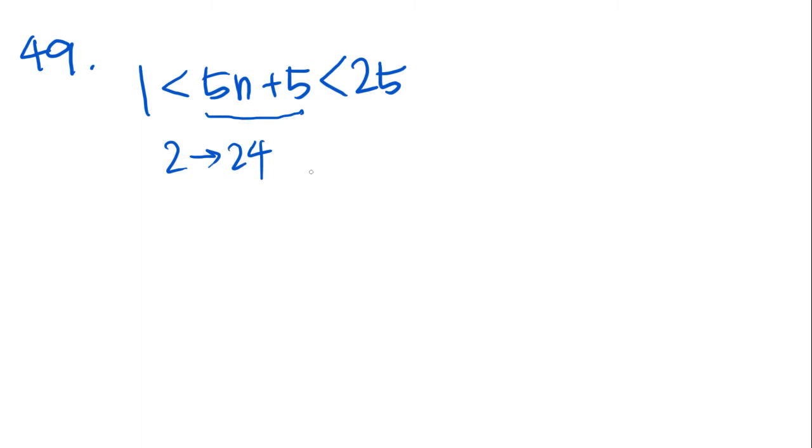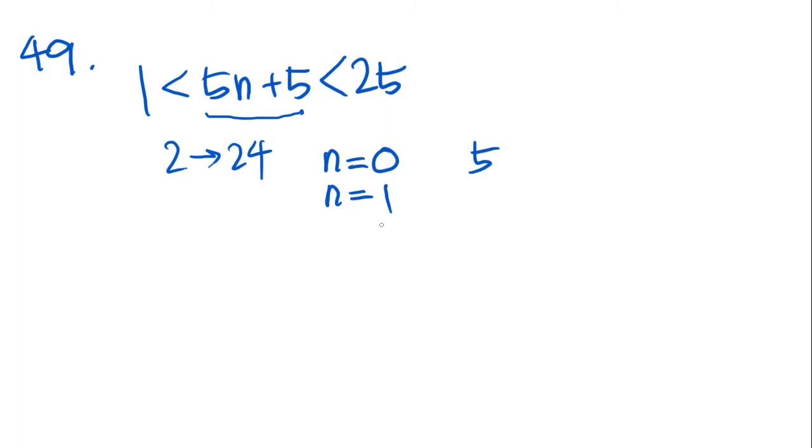Best way to actually solve this is to just test some numbers. These are small enough numbers to where you can just plug in a couple different examples and count up the results. So let's start with 0. If n was 0, 5 times 0 would be 0 plus 5, you would get 5. And 5 is definitely between 1 and 25.